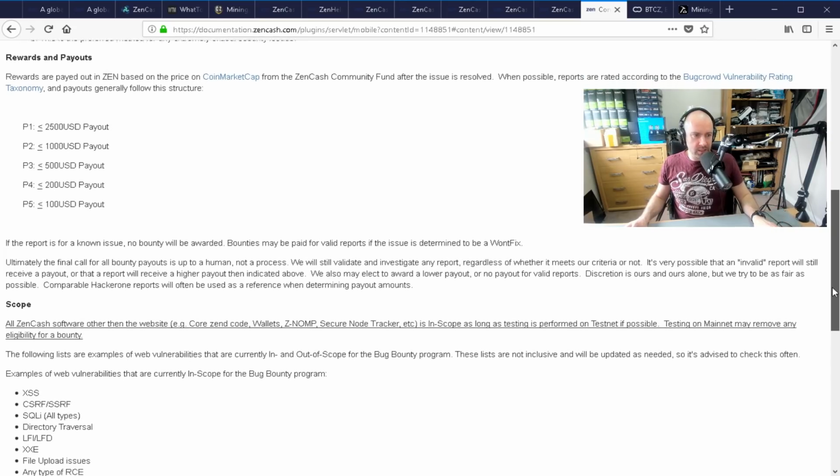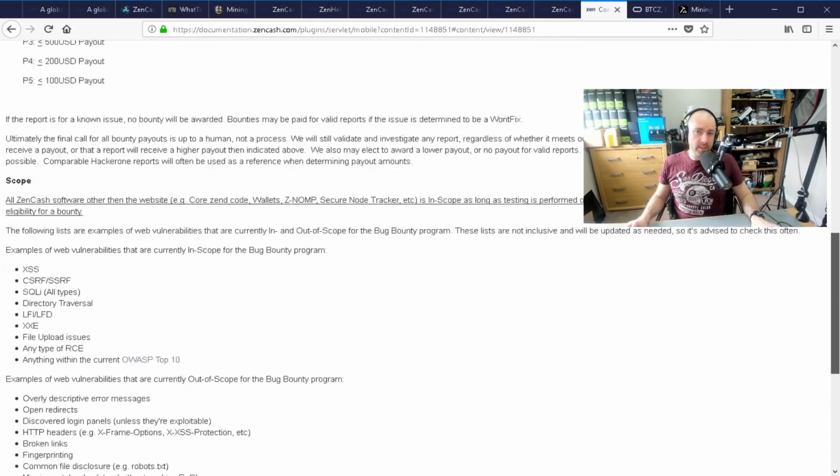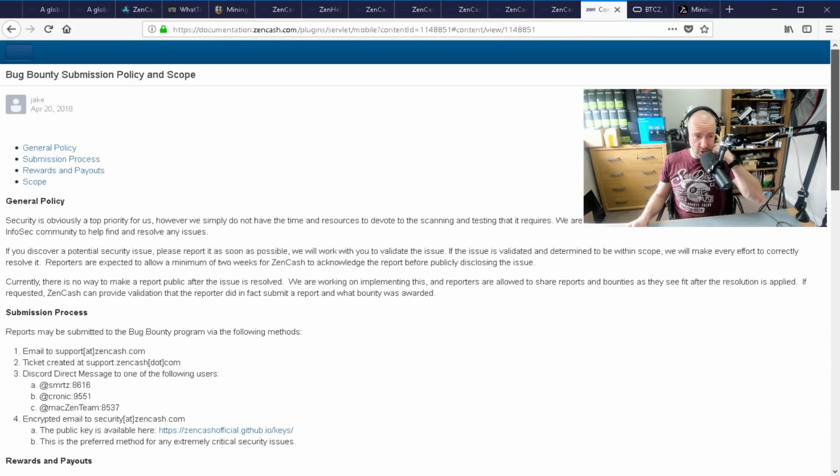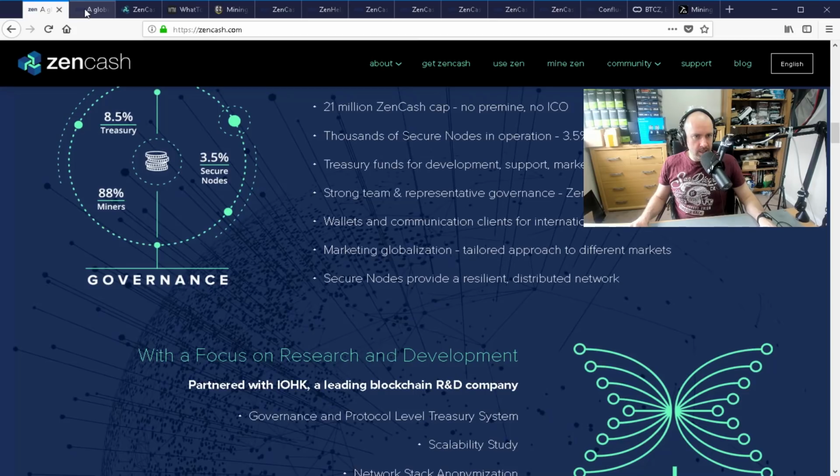This is something I would like to see more coins implement. I realize a lot of big coins do have this, but I know a lot of newer coins don't have the funds to do this. But ZenCash have obviously been setting this up, and they realize the benefit of doing this, and for rewarding people that do find bugs in the system. It will, in the long term, make ZenCash a much more secure coin. So that's pretty good. I'm really impressed by that.